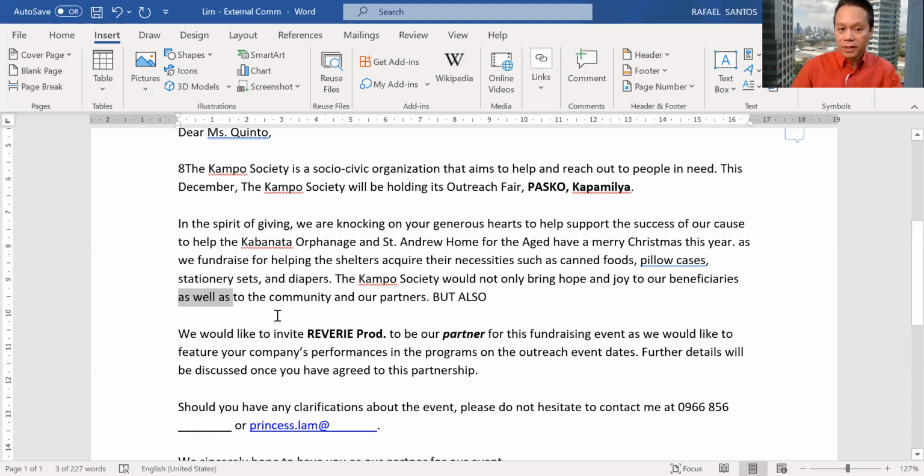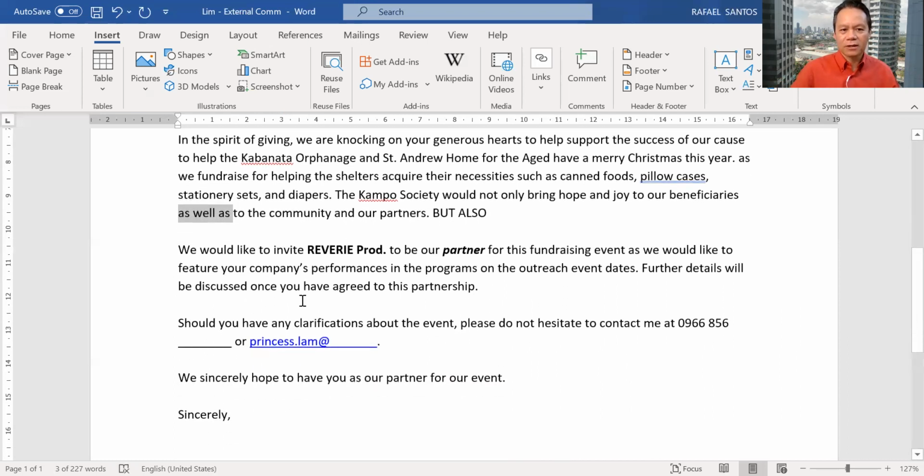So I will include this. So I would say, okay, there's an error there. The writer used as well as instead of but also. So it should read, the Campo Society will not only bring hope and joy to our beneficiaries, but also to the community and our partners. So that's clearer, right? It's about grammar, but it's also about clarity and the flow, the logical flow of ideas. So I noted in my notebook that there's a problem there, and I indicate what the error is. And I move on with the next paragraph.